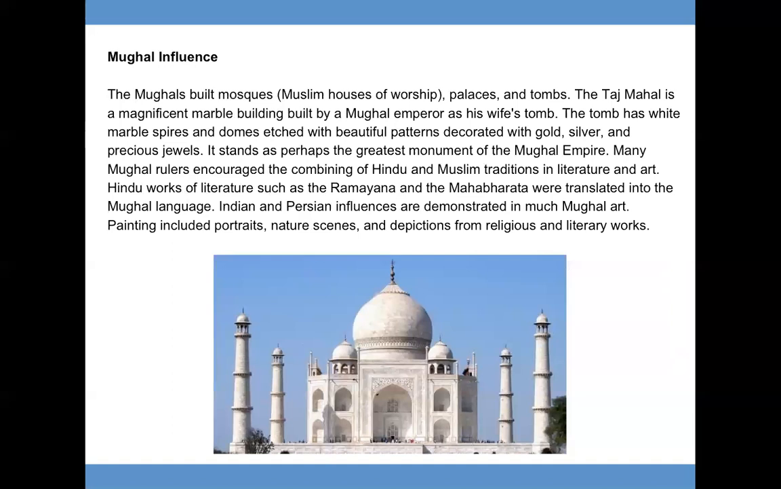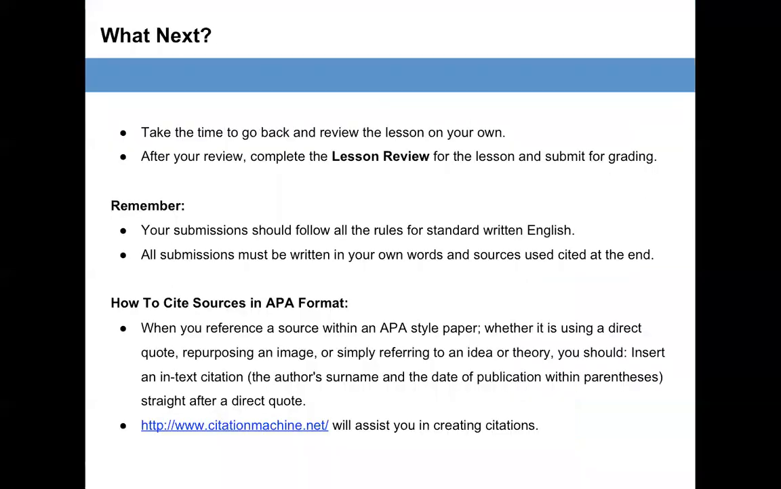Many Mughal rulers encouraged the combining of Hindu and Muslim traditions in literature and art. Hindu works of literature such as the Ramayana and Mahabharata were translated into the Mughal language. Indian and Persian influences are demonstrated in much Mughal art. Painting includes portraits, nature scenes, and depictions from religious and literary works.